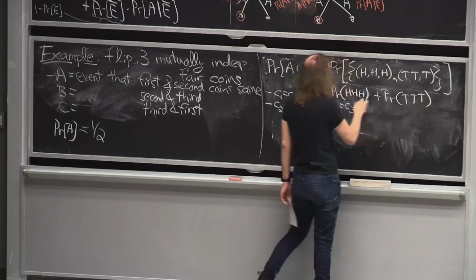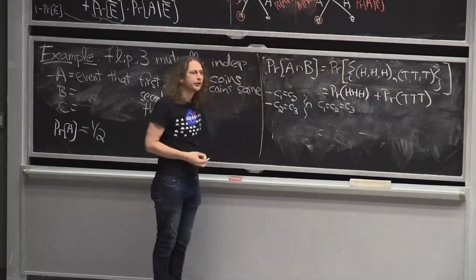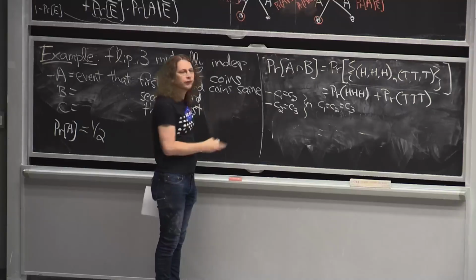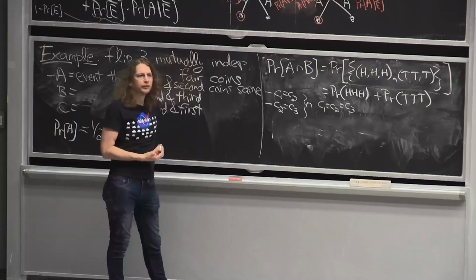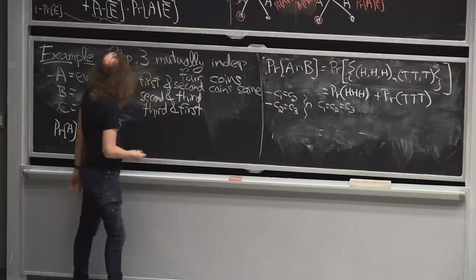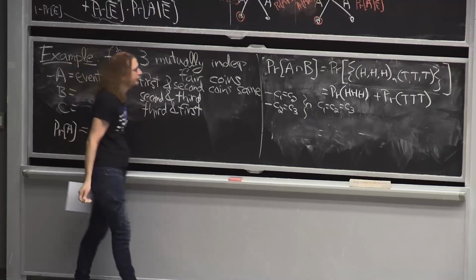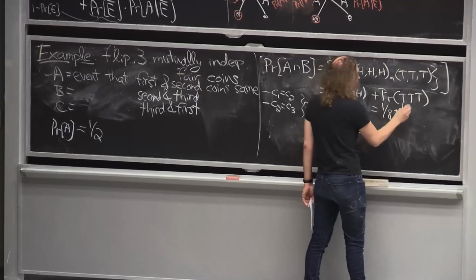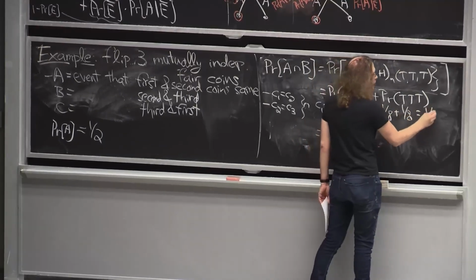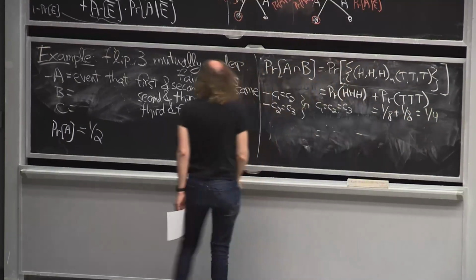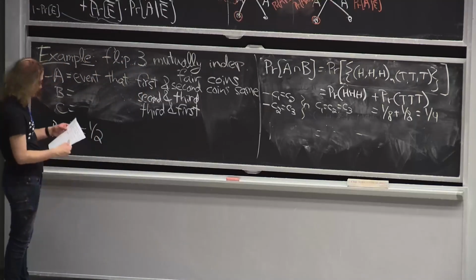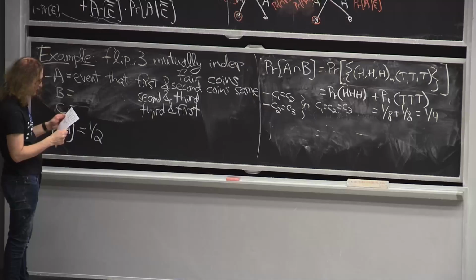Because these are different samples, they are disjoint from each other, and so we can use the sum rule. And the probability of each of those events is 1/8. It's 1/2 to the power 3, 1/2 times 1/2 times 1/2, because each of them is independent. So this is 1/8 plus 1/8, which is 1/4. And that's not what we wanted. That's funny. Did I make a mistake? I did.